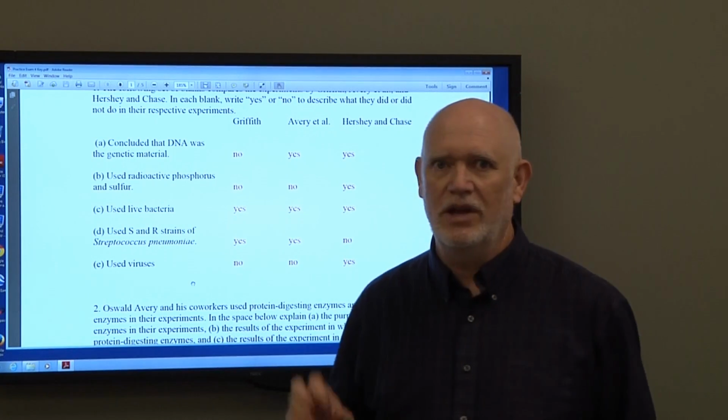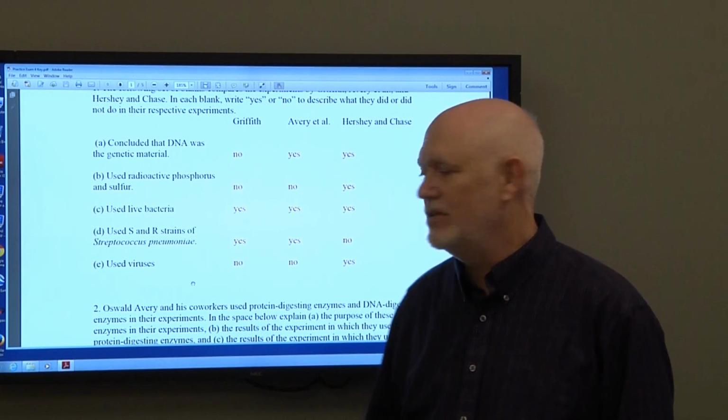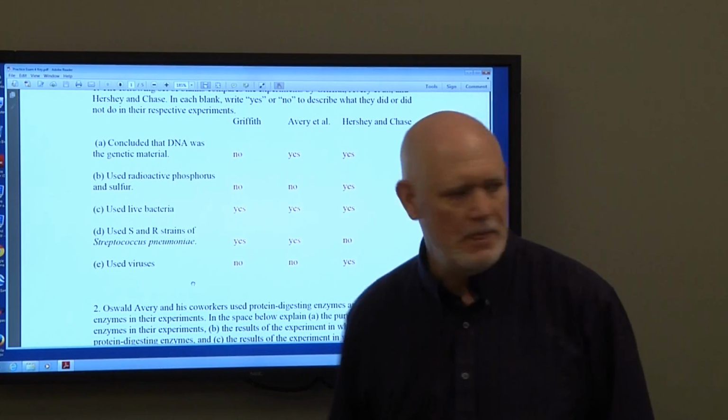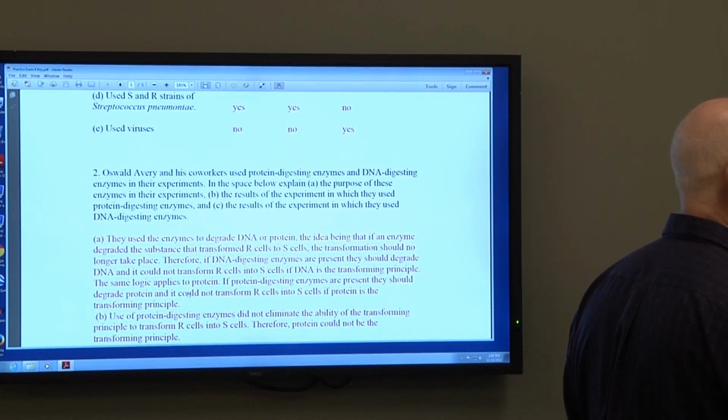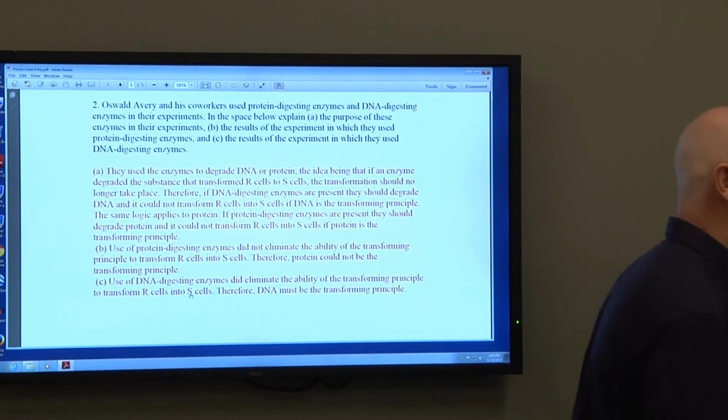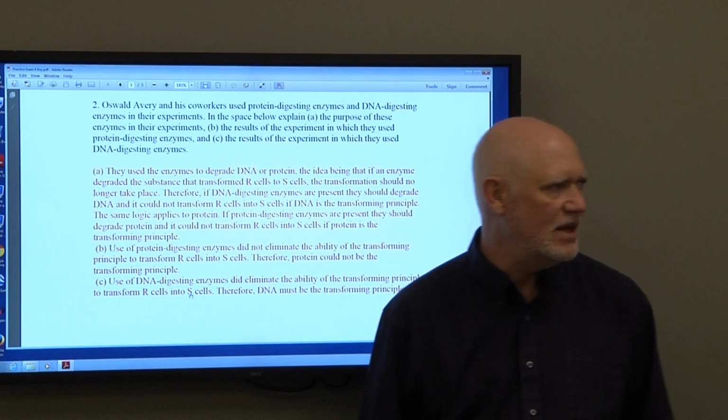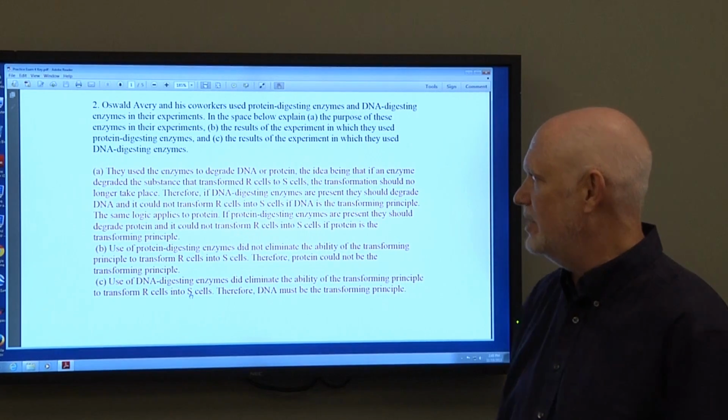Hershey and Chase, on the other hand, were studying the genetic material of viruses, so the answer there would be yes. Now, in the second question, Oswald Avery and his co-workers used protein digesting enzymes and DNA digesting enzymes in their experiments.